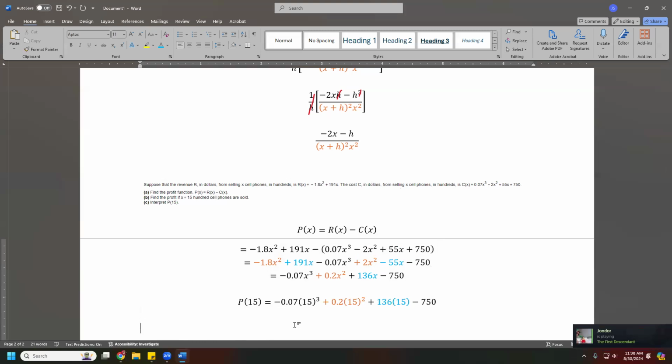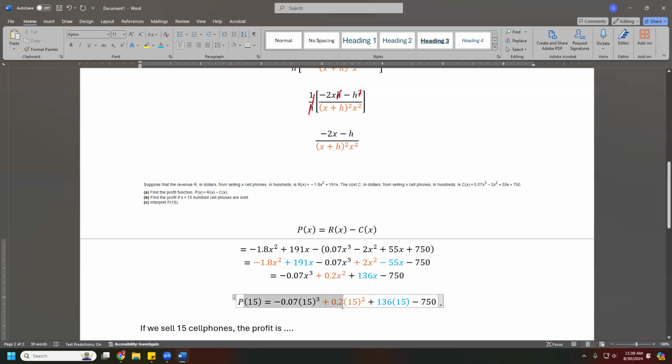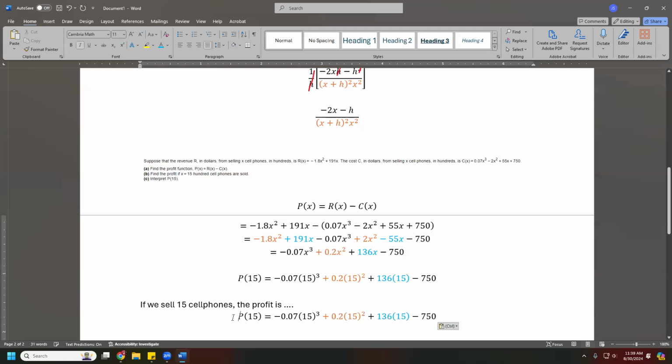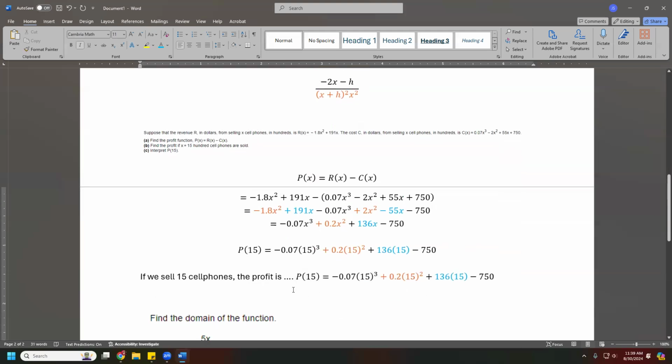So this is if we sell 15 cell phones, the profit is whatever you got from this thing, right? So I'm going to copy paste it here, but it would be the number, whatever number this comes out to.